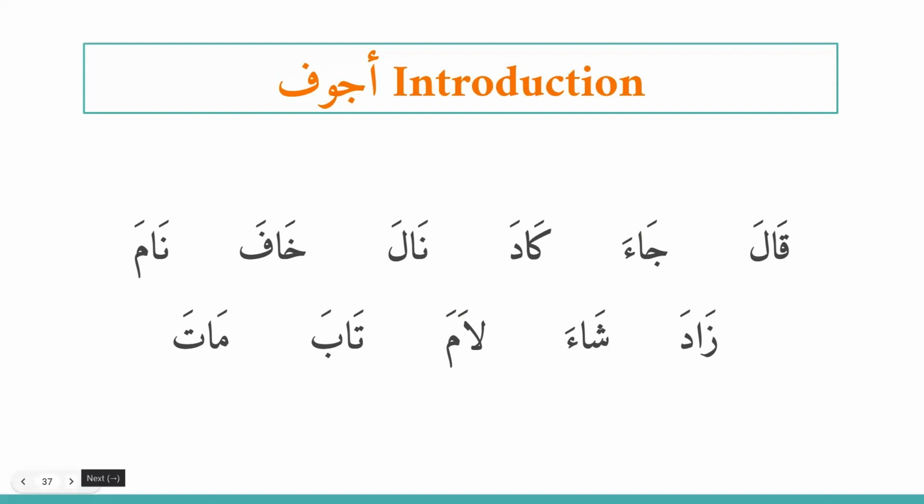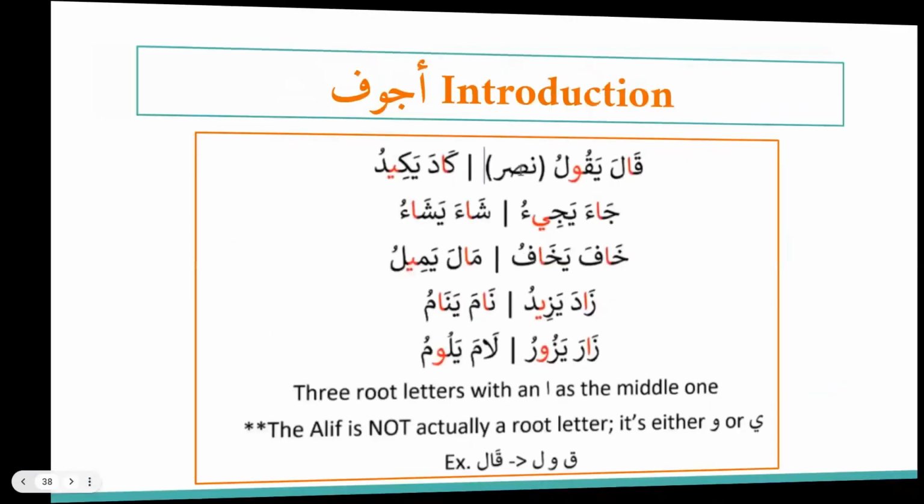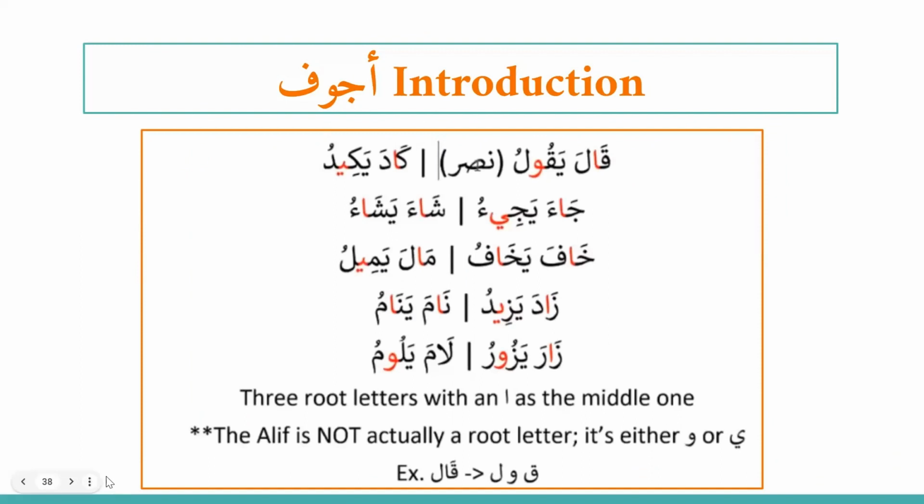Though the middle root letter is either ya or waw, the Ajwaf words apparently look like this: you are going to find three root letters with an alif as the middle one. But this alif is not actually a root letter. Just keep in mind that the alif that you see in the past tense of Ajwaf is not the actual root letter. It is there because either waw or ya has been replaced with alif.